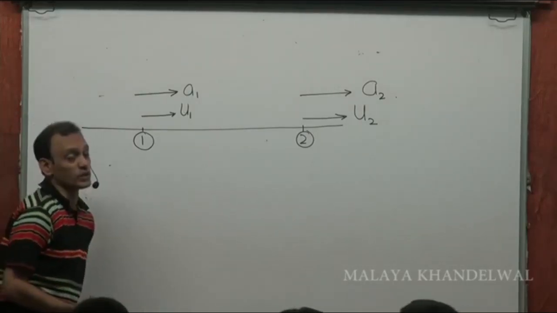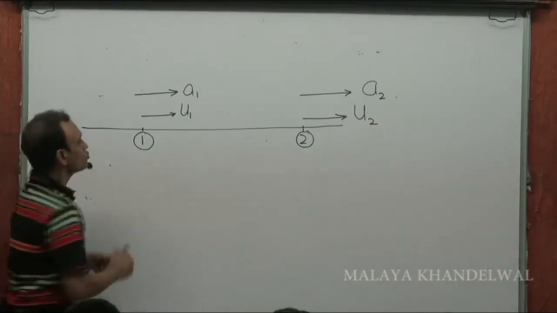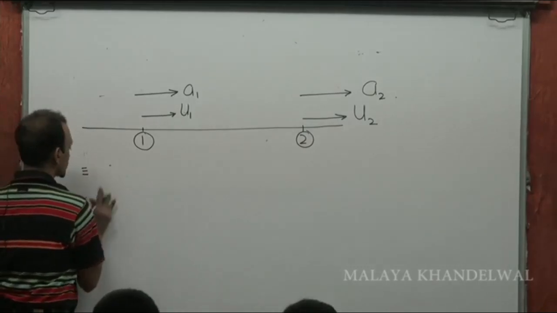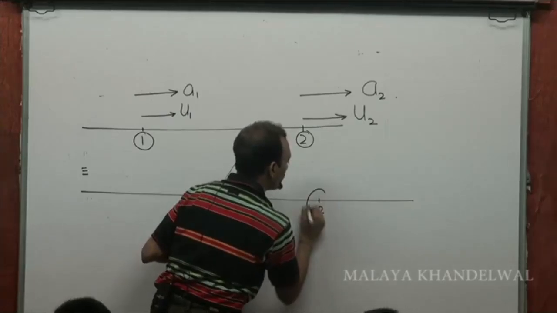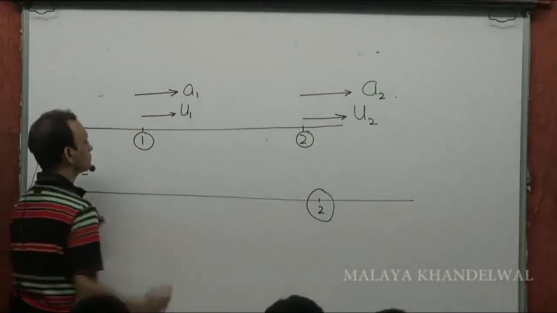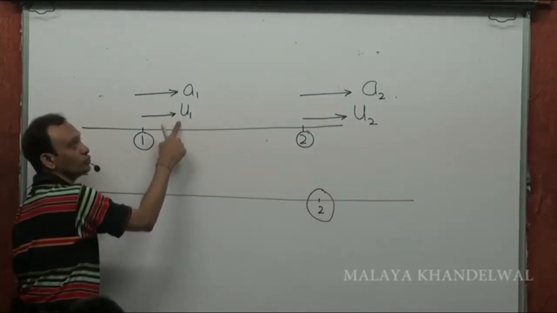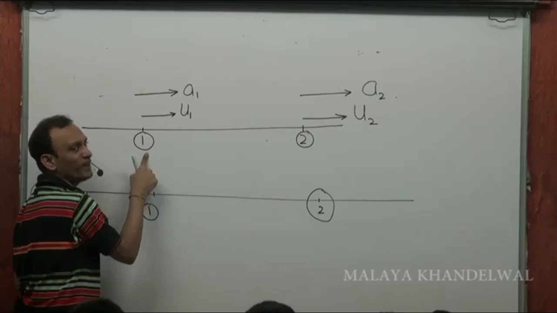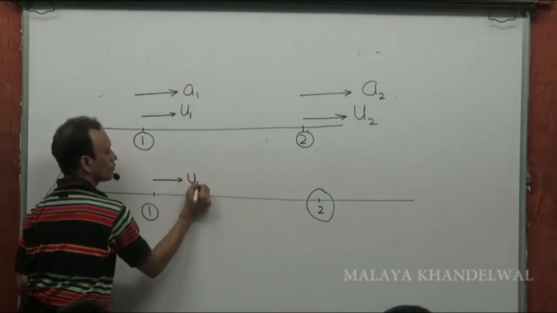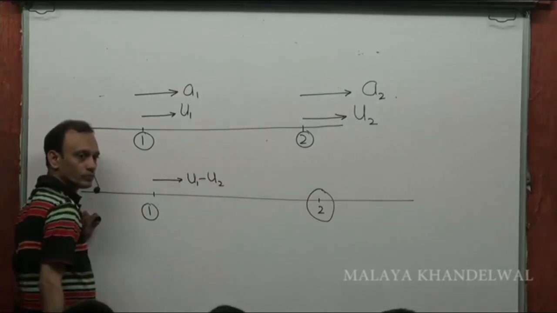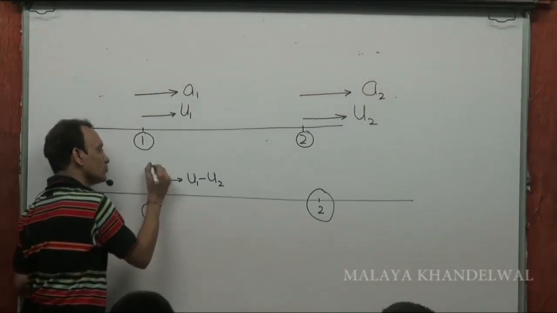So what's the equivalent situation? Suppose I make 2 the observer, suppose I reduce 2 to an observer. This equivalent situation is then 2 pinned in position, and 1 now does not have a velocity u1. In this equivalent situation, what would be the velocity of 1? u1 minus u2. What would be the acceleration of 1 in this situation? a1 minus a2.